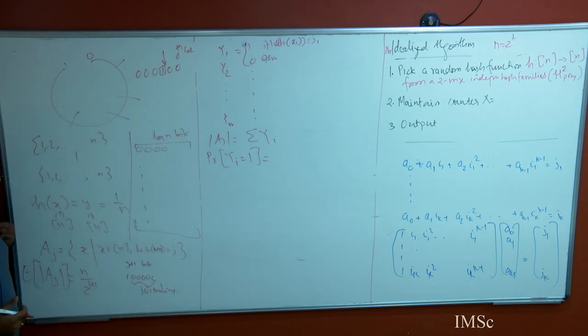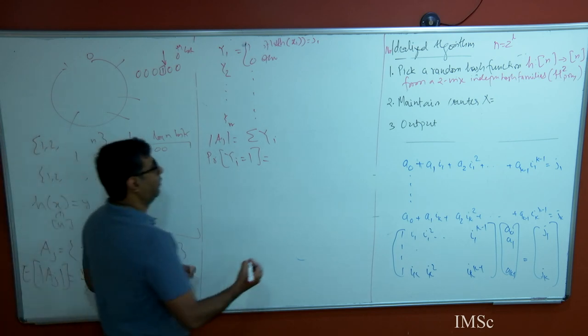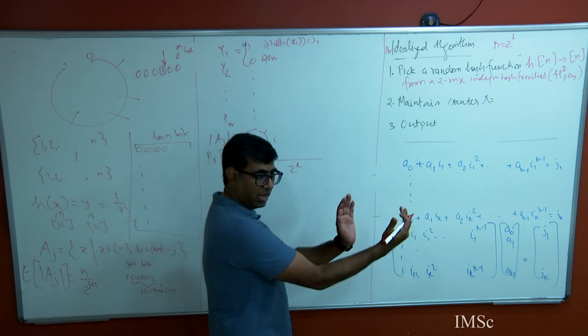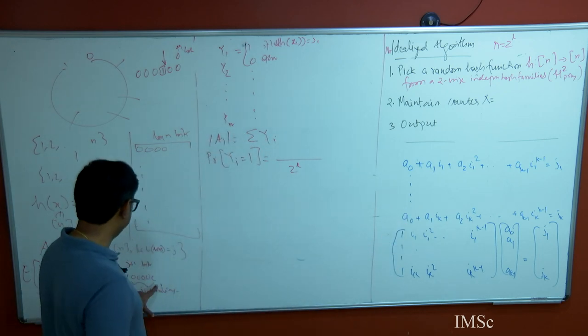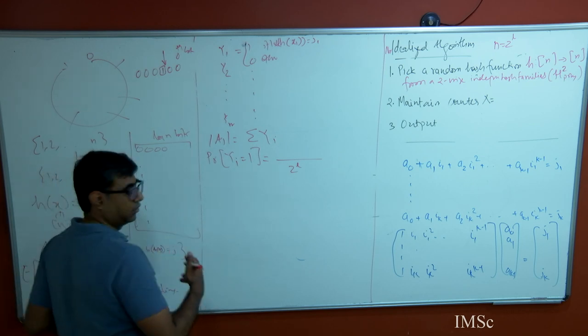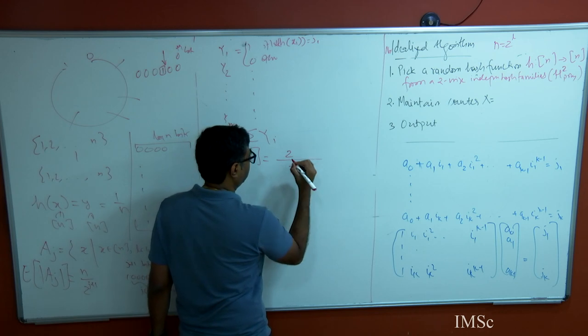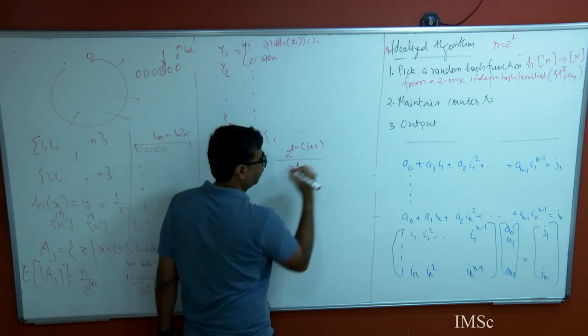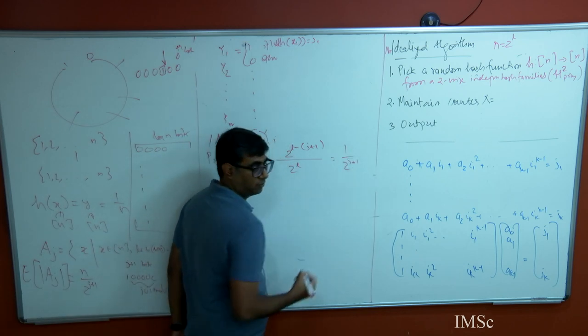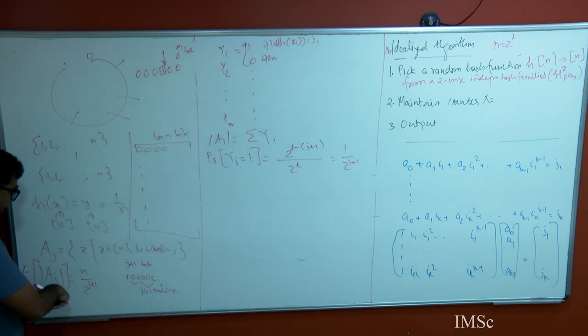It means I have been mapped to this set of numbers. So how many such numbers are there? The favorable numbers are those where the last trailing bits, exactly j plus 1 bits, look like this, and the rest of the bits could be anything. So this is 2 to the power L minus j plus 1, which is 1 over 2 to the power j plus 1, and there are n of them. So by linearity of expectation, it is n over 2 to the power j plus 1. Okay, great.